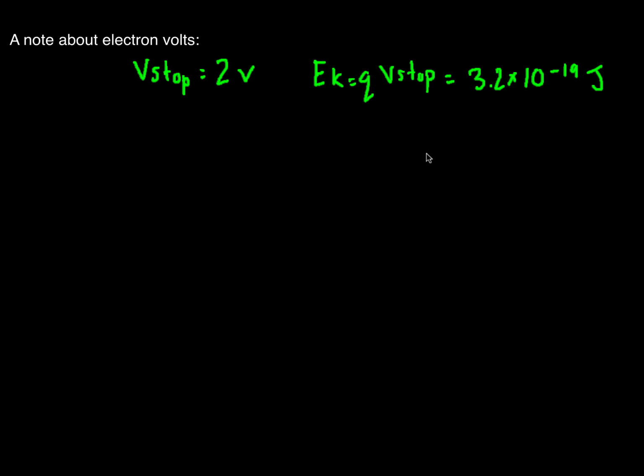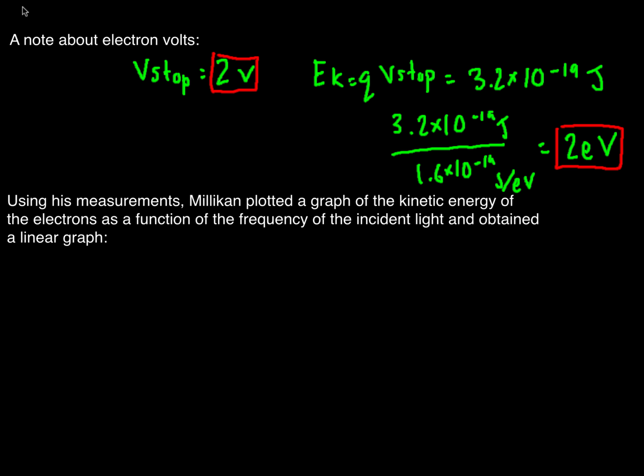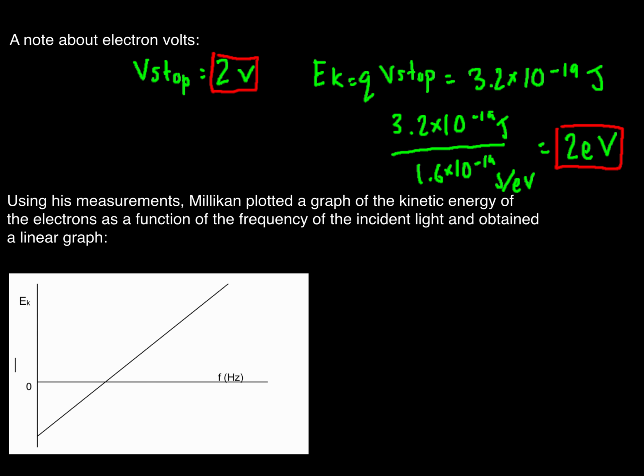But if we convert this into electron volts, which means that we divide 3.2 times 10 to the -19 joules by 1.6 times 10 to the -19 joules per electron volt, this gives us 2 electron volts of energy. So if we take 2 volts to stop the electrons, that means the electrons have 2 electron volts of kinetic energy. Using his measurements, Millikan produced a graph of the kinetic energy of the electrons as a function of the frequency of the incident light and obtained a linear graph that looked something like this.